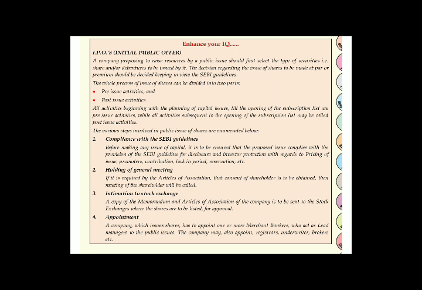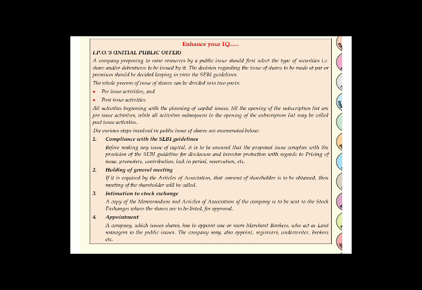So to avoid that from happening, companies sometimes raise IPO as loans also. That's called debentures. Debenture is nothing but a long-term loan. Like how we take a loan from a bank, debentures is a loan except that we acquire it from the public. So therefore the company can offer shares of the company or also debentures and also bonds, and there are so many other ways. The decision regarding the issue of shares to be made at par and a premium should be decided keeping in view the SEBI guidelines.